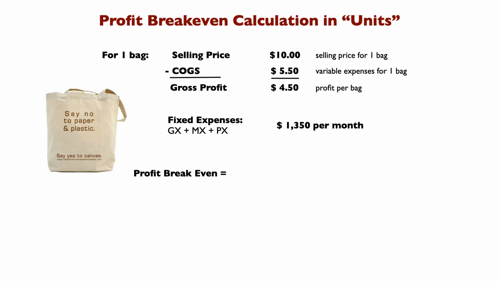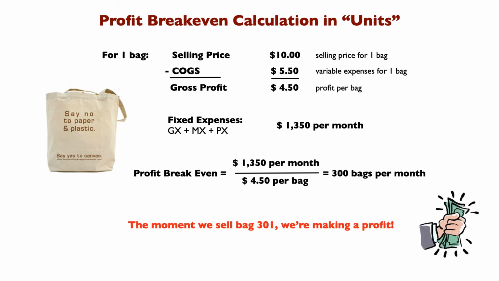Our fixed expenses, we found, is the summation of our general expenses, marketing expenses, plus payroll expenses, and it comes to $1,350 a month. The question then is, what's our profit break even? If we take that total expenses, that $1,350, and divide it by $4.50 a bag, we find that we need to sell 300 bags a month to cover those costs. The moment we sell the 301st bag, we're making a profit. How much profit? $4.50, but it goes up from there.